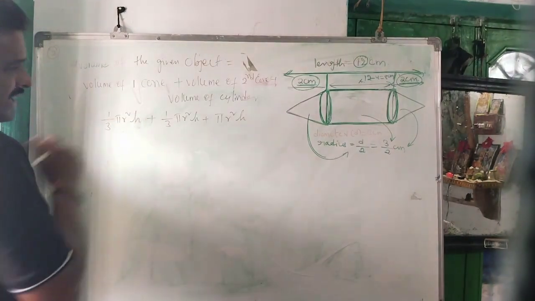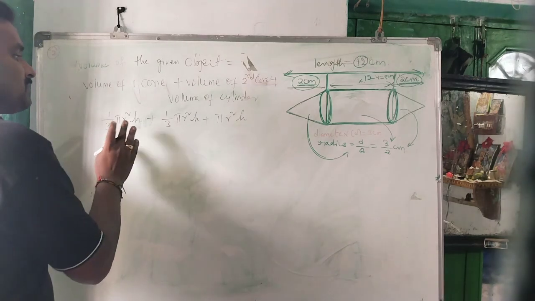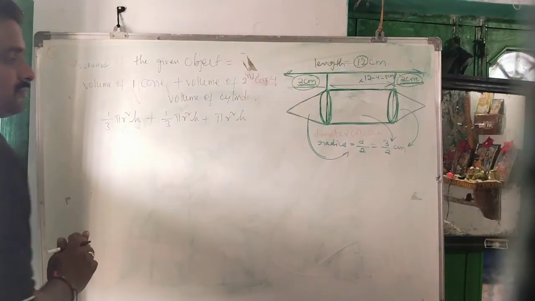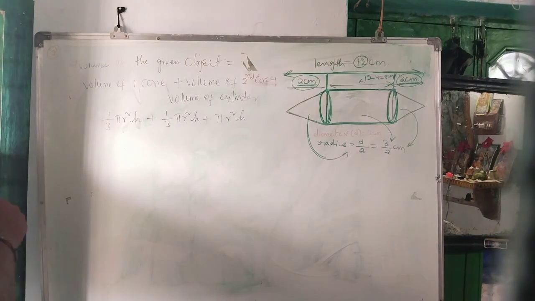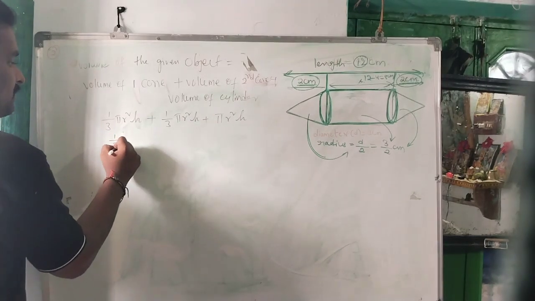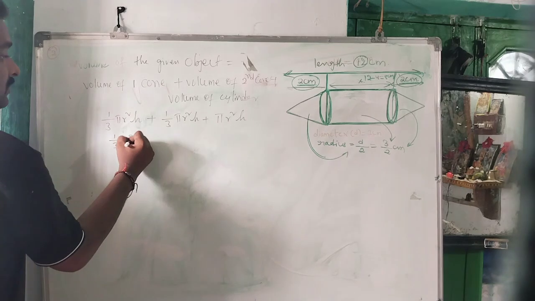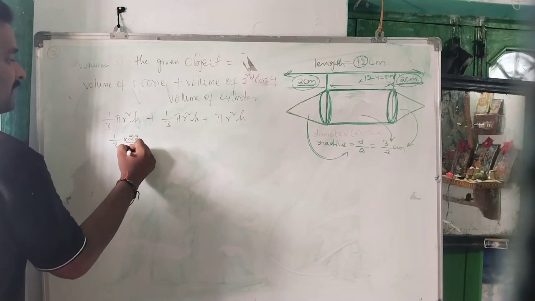So now I have one idea. Now I want to take out the common terms in the given expression. I will find some common terms. Can we find any common terms here? First I will expand it. 1 by 3 into pi value 22 by 7.